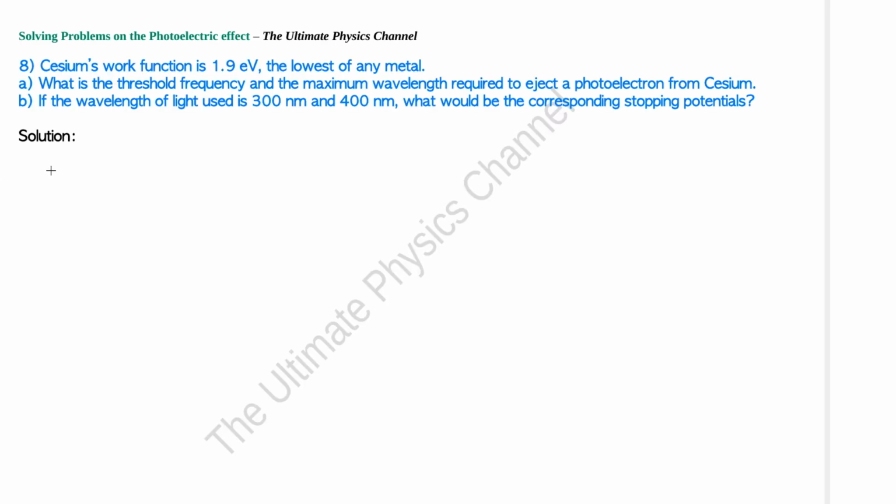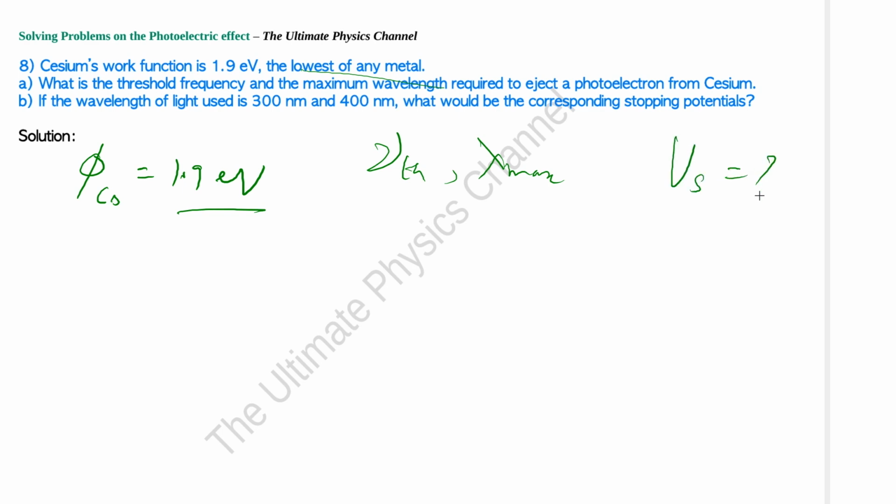Right, let's move ahead to the next problem. Cesium's work function is given as 1.9 eV, which is the lowest of any metal. What is the threshold frequency and maximum wavelength to eject a photoelectron from cesium? If the wavelength of light used is 300 nanometers and 400 nanometers, what would be the corresponding stopping potentials, Vs? Vs values we need. The first part is quite simple here.